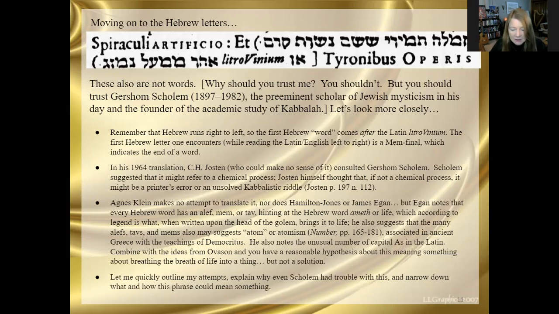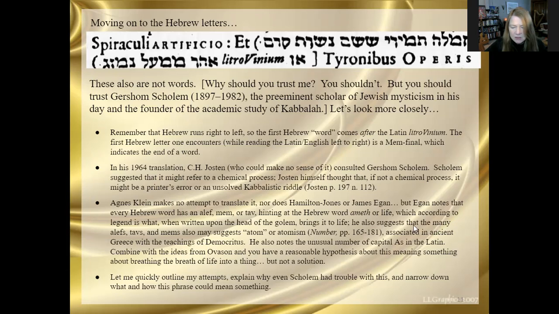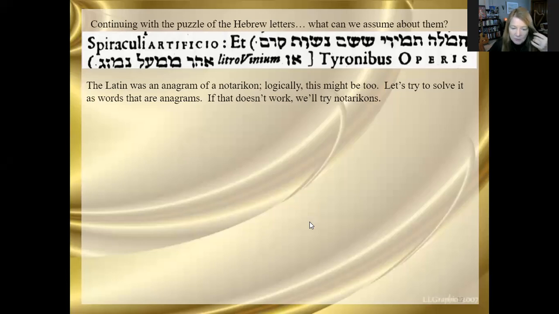Now, I'll quickly outline my attempts here, and then I want to talk about why even Scholem had a problem figuring this out. And if we combine all of these things we know that are useful to us, what this phrase could indicate. Okay, so what can we assume about these letters? That's the first thing. Well, the Latin was an anagram of a notaricon, so logically this might be too. And if it is, we're up a creek, frankly, because we're going to need someone who is a super expert in Hebrew, and even then, you can make an anagram of a notaricon mean almost anything you want. So we've got to narrow down the context.